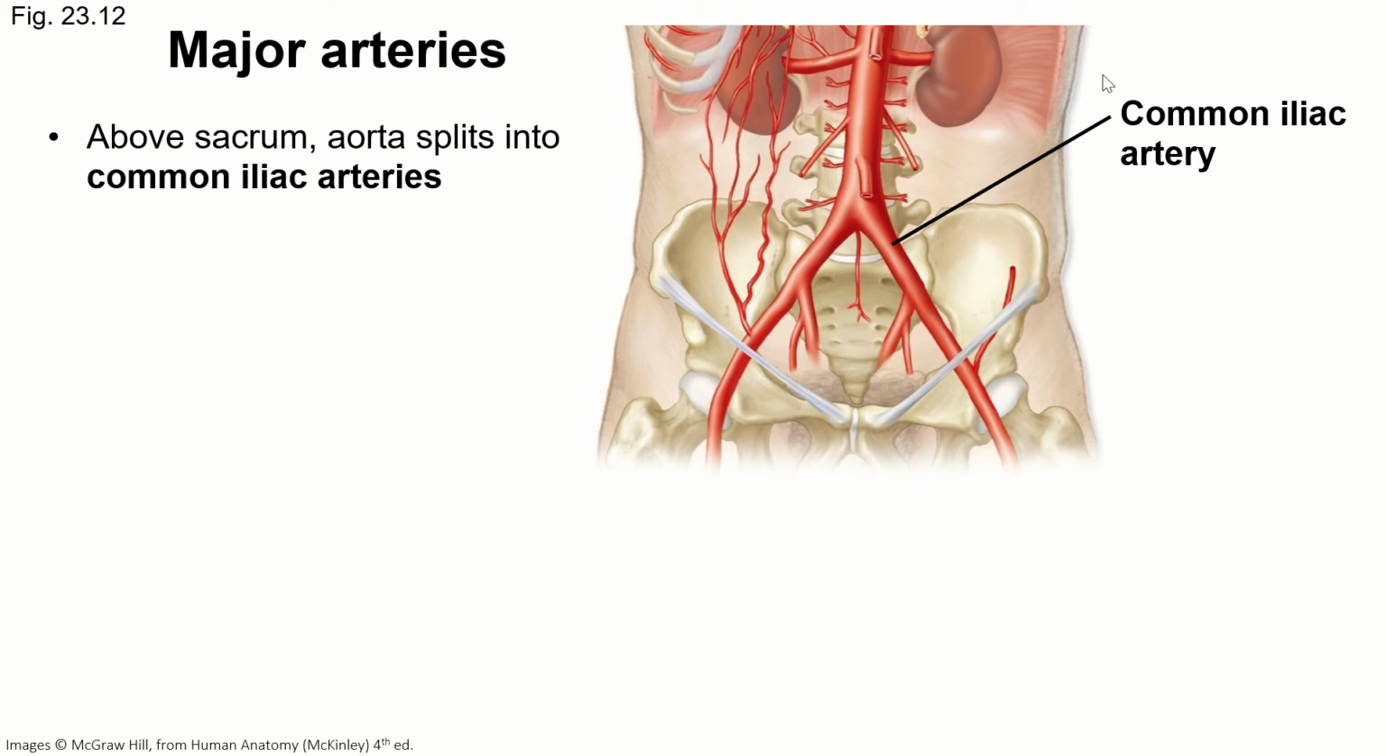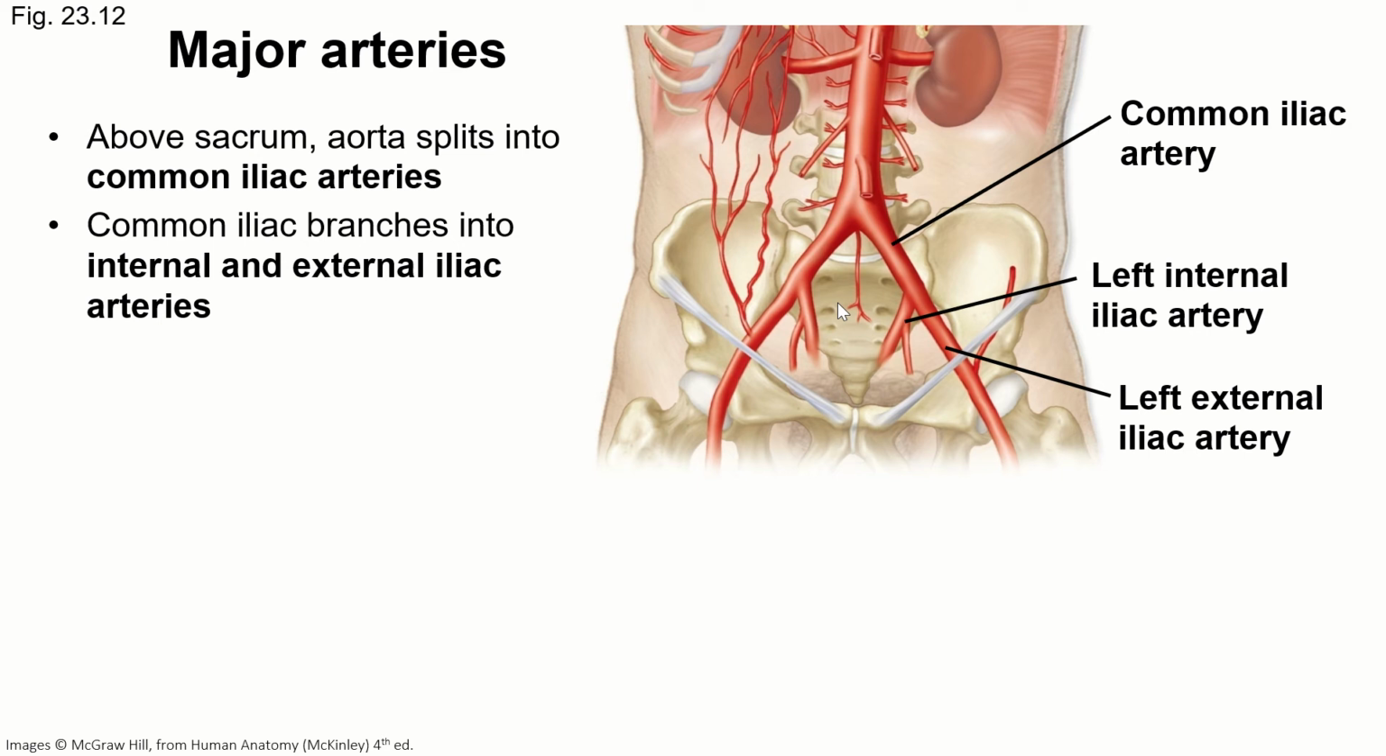All right, so what happens at right about where L4, L5 is that the aorta splits into two common iliac arteries. Remember, common means it's going to split into two other things. So we have a right and a left common iliac artery. Those split into internal and external iliac arteries. So these two are the internal iliac arteries. These two are the external iliac arteries.